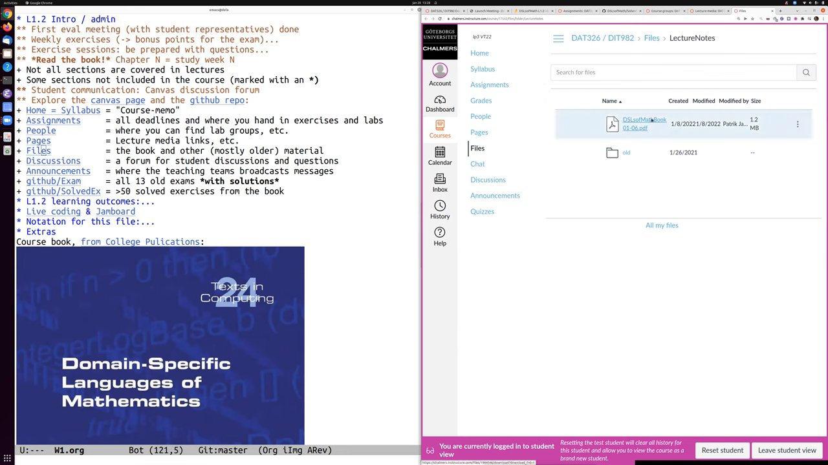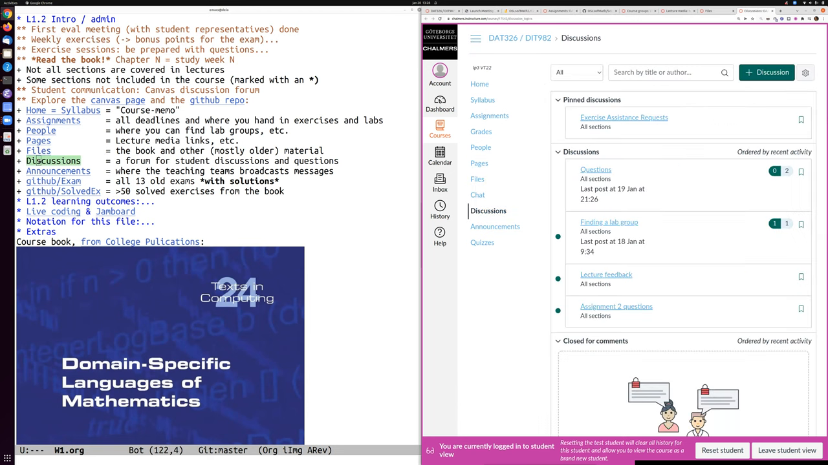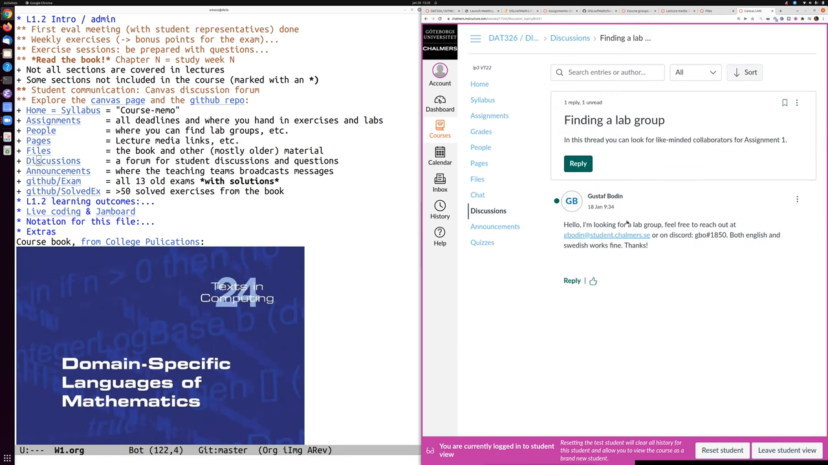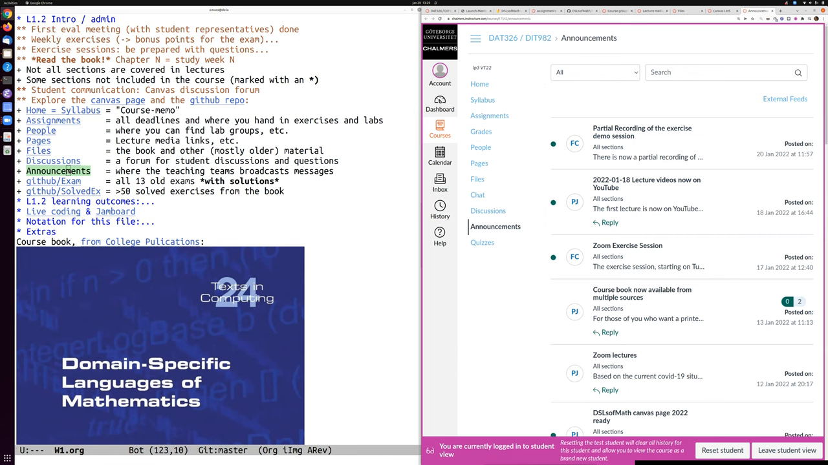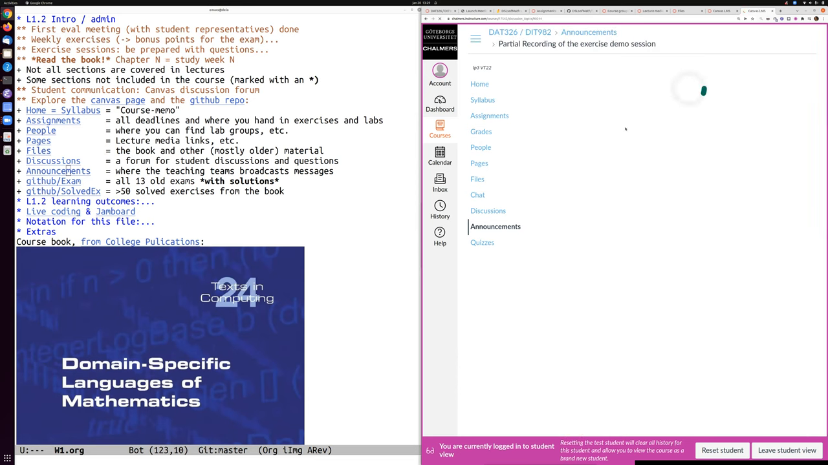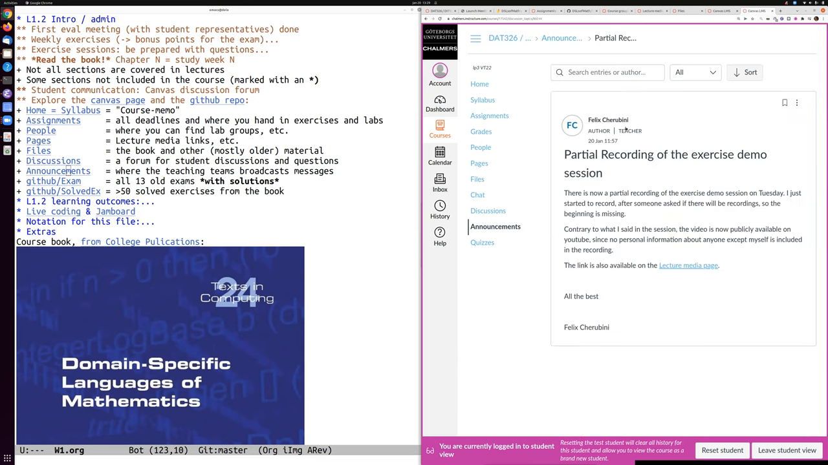Discussions, well, as I mentioned, do ask questions. And there is also this heading for trying to find people to match with in a lab group. Announcements is where we broadcast messages, things like new lecture uploaded, or as it says here, partial recording of the exercise demo session. So Felix uploaded a recording of what he was doing on Tuesday after the lecture to YouTube.